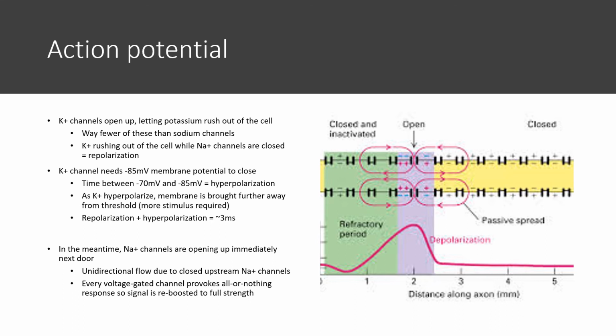This difference between the minus 85 and while the cell starts to burn some energy to get back to that minus 70 is called hyperpolarization. What's hyperpolarized when it's at minus 75, and the whole time it's taking to get back to minus 70 is a hyperpolarization period.